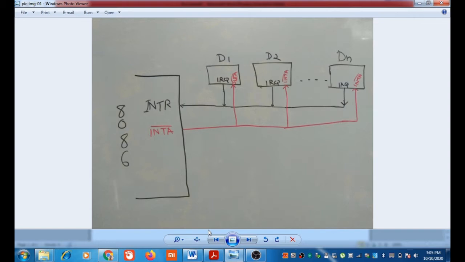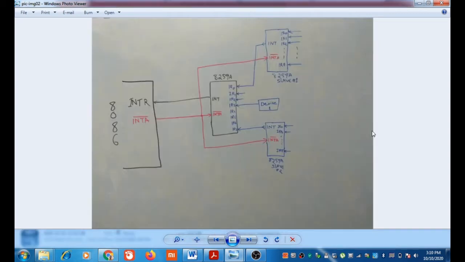So we need a special device to manage all these things. That's why we should use a device like 8259A, the priority interrupt controller. Now when you are using a device like the 8259A, you can arrange your devices like this. So here you can see there are 3 8259As. 1, 2, 3.